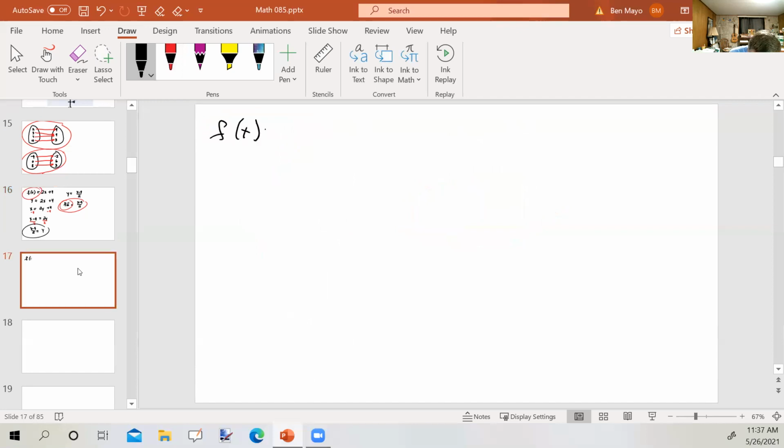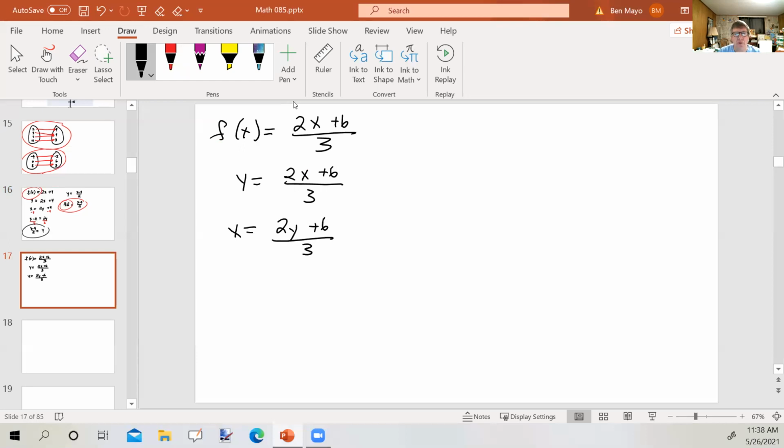f of x equals 2x plus 6 divided by 3. All right, so this is a one-to-one function. We're going to find its inverse. Step number 1, replace f of x with y. Step number 2, interchange all the x's and all the y's. Step number 3, solve for y.